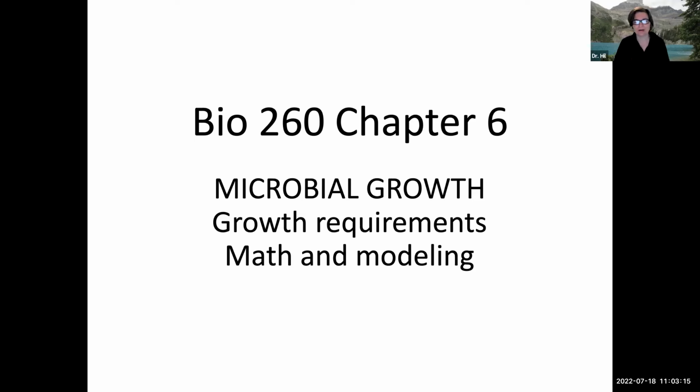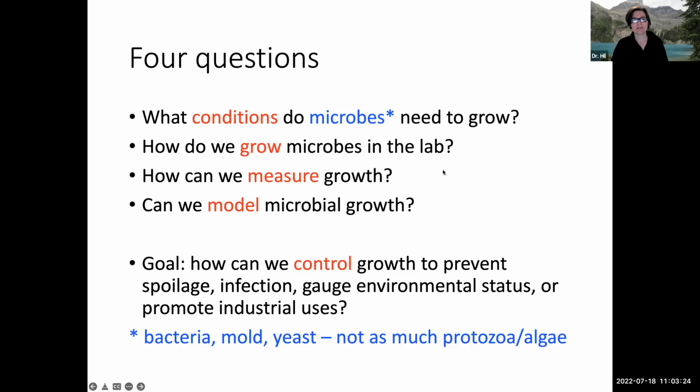So we're going to talk about how we grow microbes, and then how we understand the theory of microbial growth. So these are the 4 basic questions in this: what do microbes actually need? What conditions do they need? And then how do we use that information to grow them in the lab, or conversely to kill them in the world? How can we measure growth? How can we determine if we were successful in growing them, or if they're growing where we don't want them? And then we'll talk about some sort of mathy things around this as well.